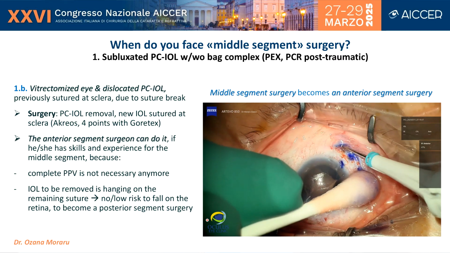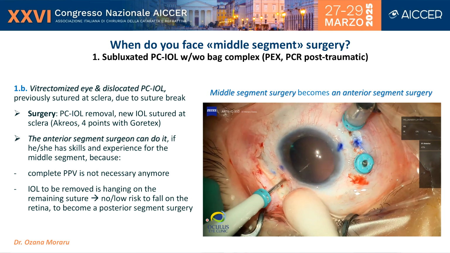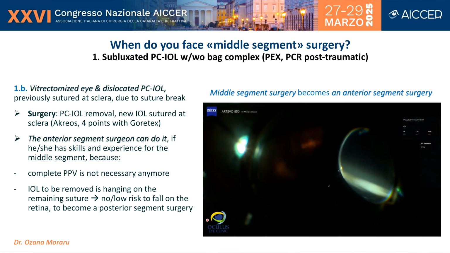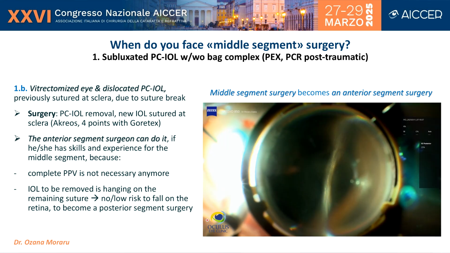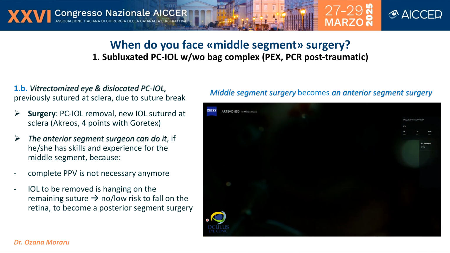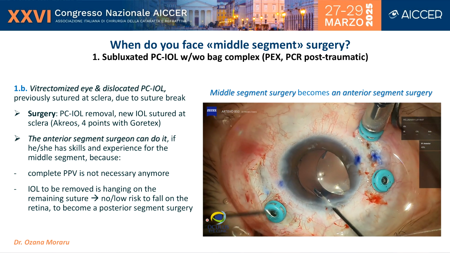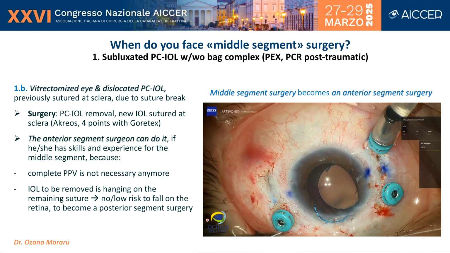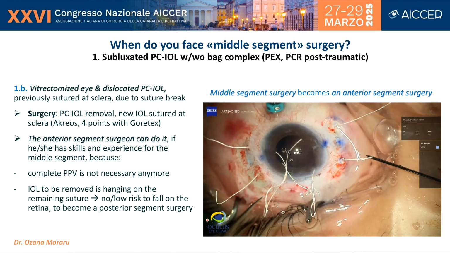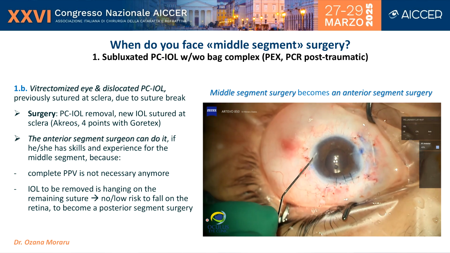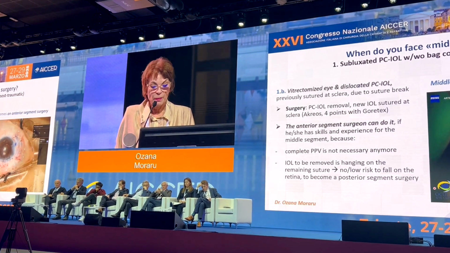Another case is this one, in which, of course, the IOL is much more decentered, but you can see a suture there. The history is of vitrectomy for retinal detachment, and the IOL has been sutured by another surgeon. In this case, also an anterior segment surgeon can approach this case because of two reasons. It's already a complete PPV, so it's not necessary anymore to do another one. And the IOL to be removed is hanging on the remaining suture, so there is almost no risk of it falling on the retina. So you don't really need a VR surgeon in this case. You can do it yourself.